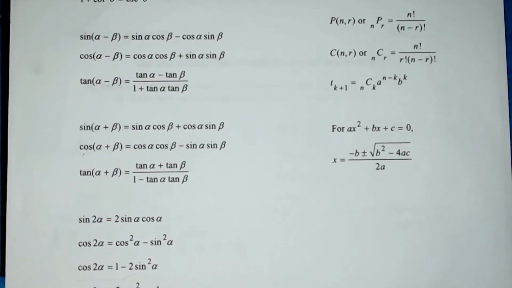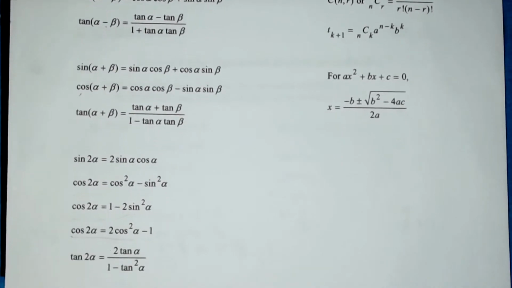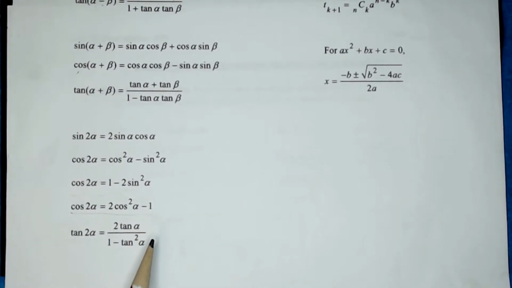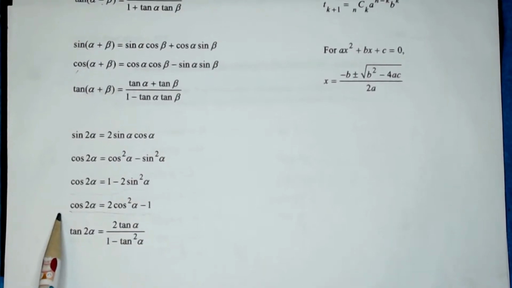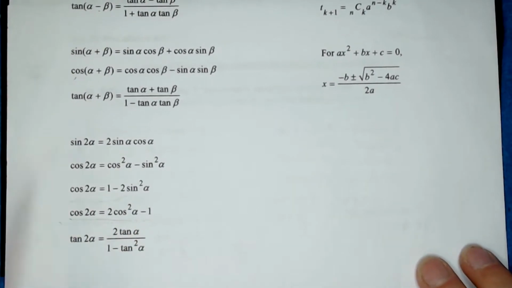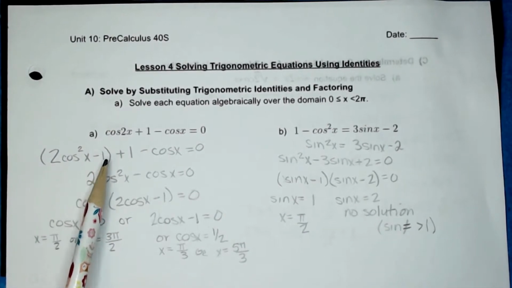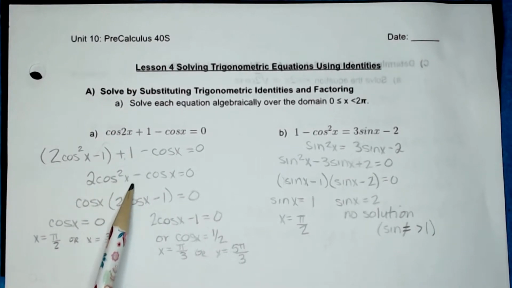This one right here comes off your formula sheet: cos 2a equals 2 cos squared a minus 1. So you just fill this value in wherever there's a cos 2a. And then we simplify. So we have minus 1 plus 1, that, of course, cancels to 0. So you're left with 2 cos squared x minus cos x equals 0.